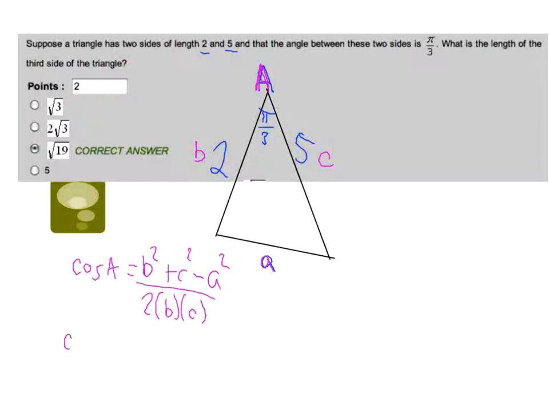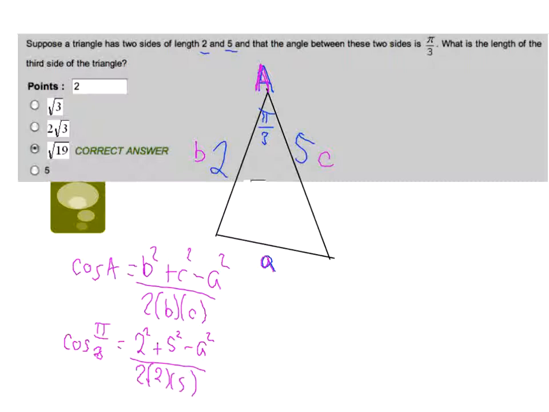Let's try plugging in our numbers. So this time, I know my angle. I can say cosine pi thirds equals, is everybody okay with why I did that? Because this time I know what my A is, so I'm going to put in my pi thirds. All right, let's keep going and putting in what we know. So my B squared would be 2 squared plus 5 squared minus, oops, not a subtraction, a minus sign. I don't know A, so I'm just going to leave it A squared over 2 times B times C.